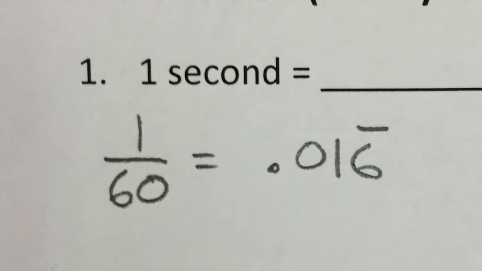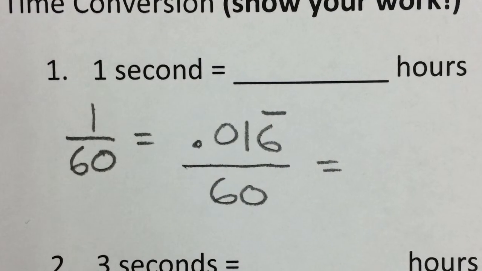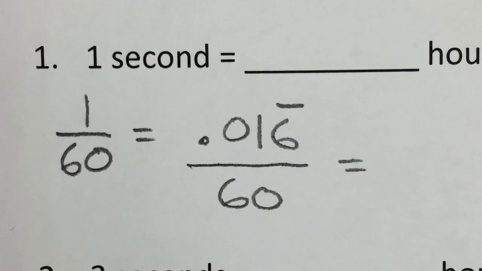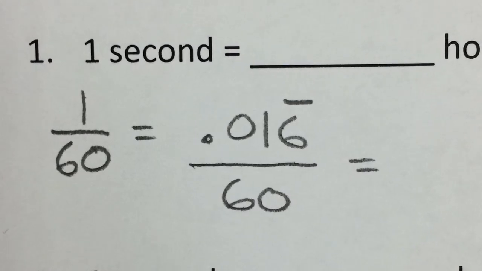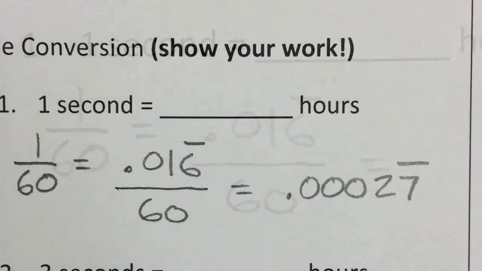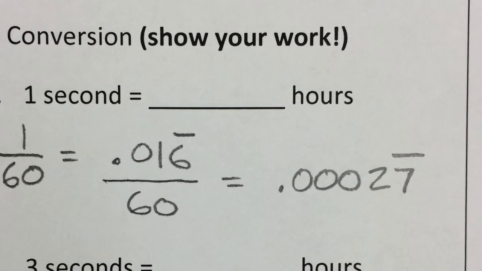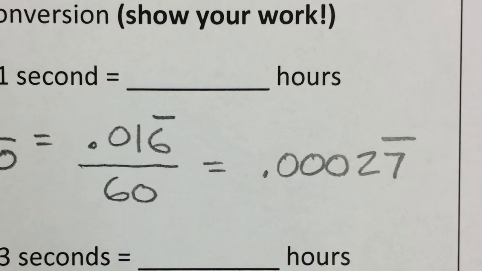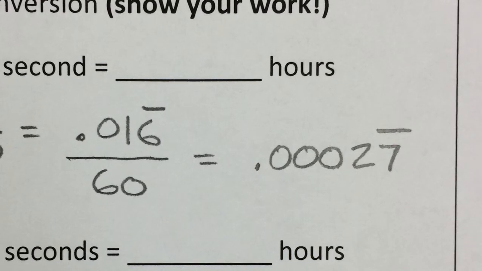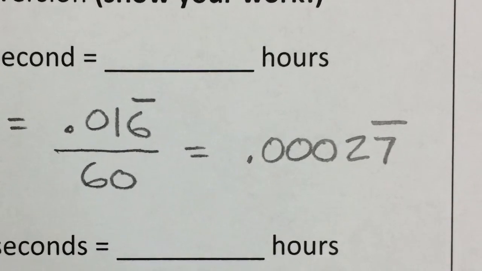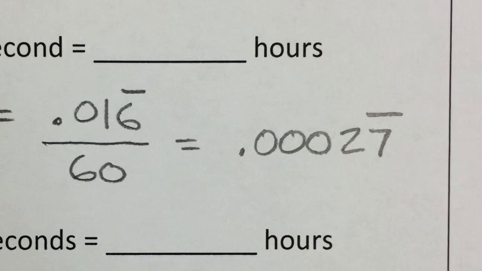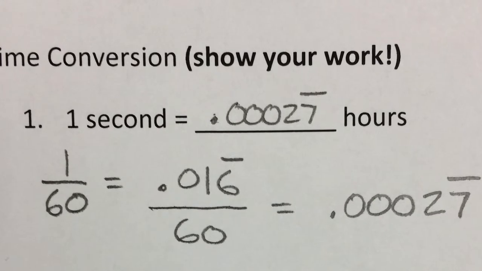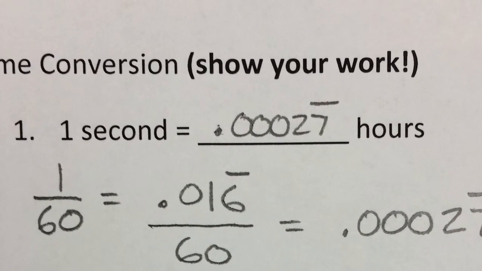Now that only moved us from seconds to minutes. Now we need to move from minutes to hours. So we are going to divide by 60 again. 0.016 repeating divided by 60. Plug that into your calculator, write it on your sheet, show your work always. And that gives us 0.00027 repeating. So dividing by 60 the first time moved us from seconds to minutes. Dividing by 60 a second time moves us from minutes to hours. So 1 second is equal to 0.00027 repeating hours. It's a very small portion of an hour.